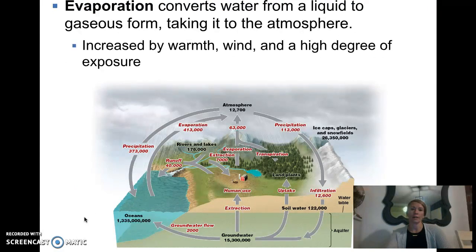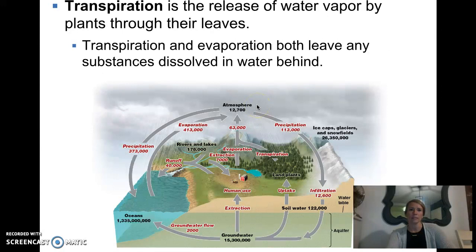Evaporation is when water is stored as a liquid and it's returned to a gaseous form. This is increased by warmth, wind, and a high degree of exposure. I'm sure that makes sense to you. So as temperature increases, there's going to be more evaporation. As wind increases, there will be more evaporation. And the more that water is exposed to the atmosphere, then there will be more evaporation. So evaporation takes water, fresh water or salt water, and returns it to the atmosphere.